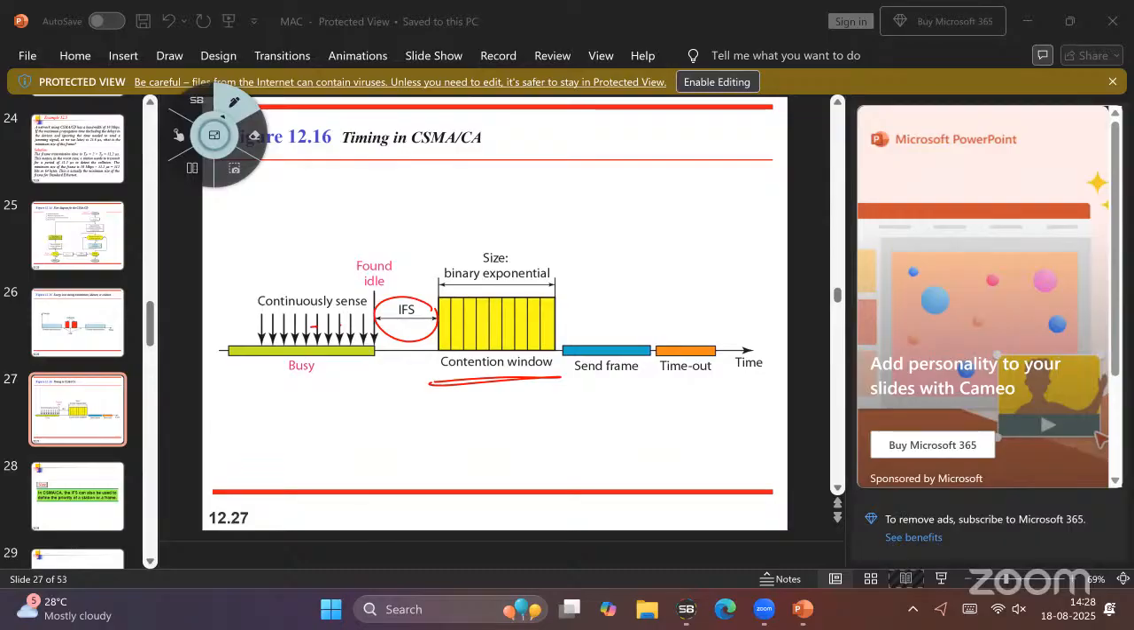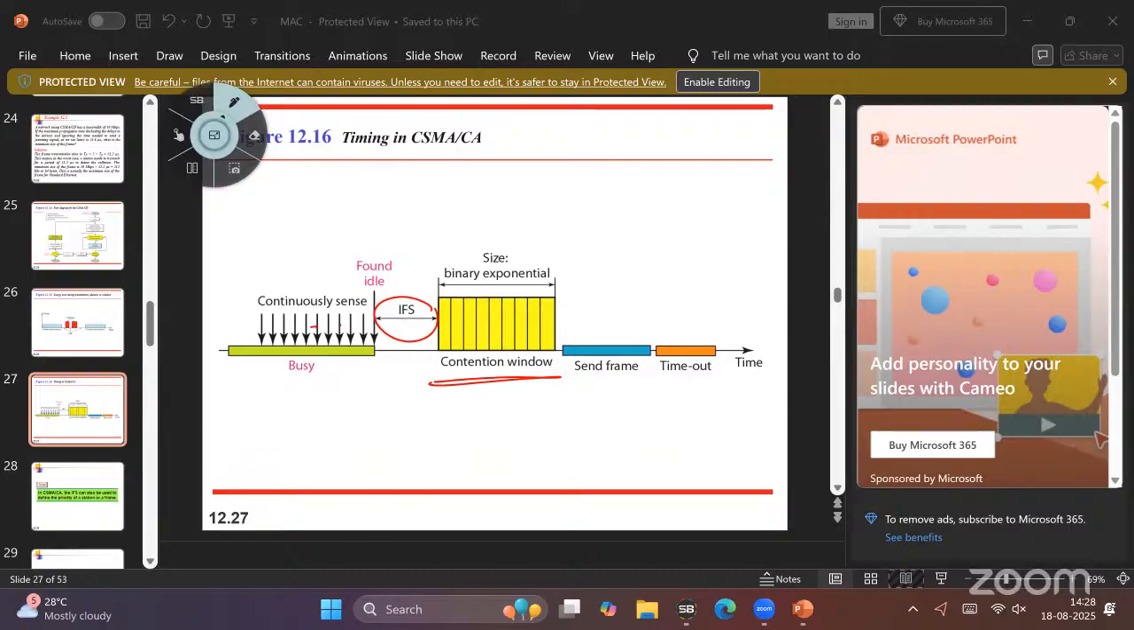There are three categories: one-persistent, p-persistent, and non-persistent. What is non-persistent? We need to wait a random amount of time. What is p-persistent? We need to wait with probability p, or one minus p amount of time.